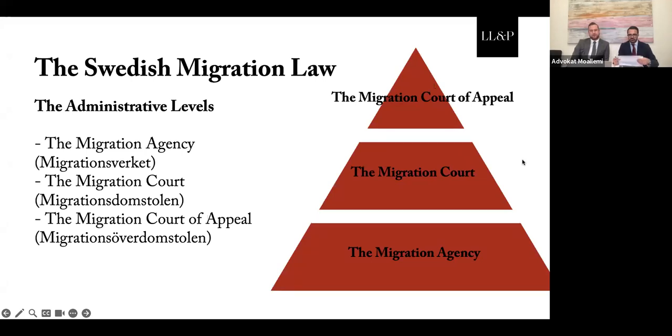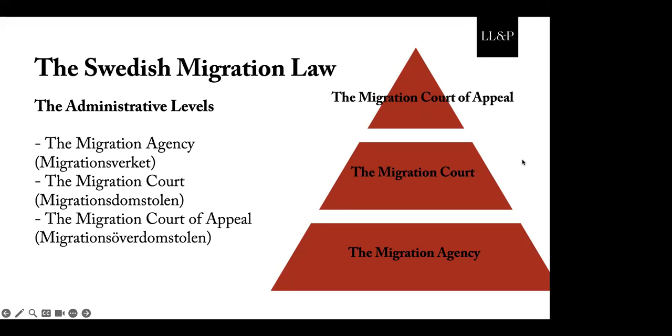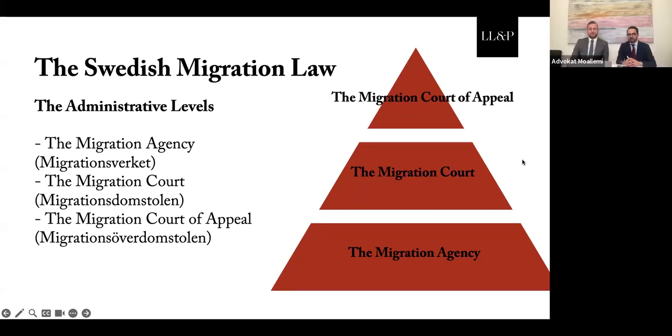An application will firstly be submitted to the migration agency, and they will make a decision on that application. Then, if you appeal, it will go to the migration court. The migration court will look at the whole case. They will make an assessment on how to make a decision under the law in the specific case, and it's the migration court that will give you a full overview of your case if you appeal. Of course, we hope that nobody has to go further than the migration agency, but sometimes that's needed.